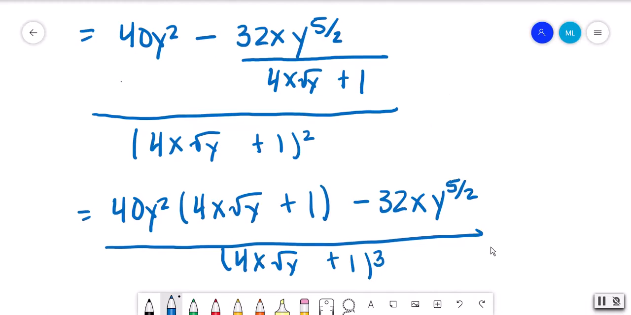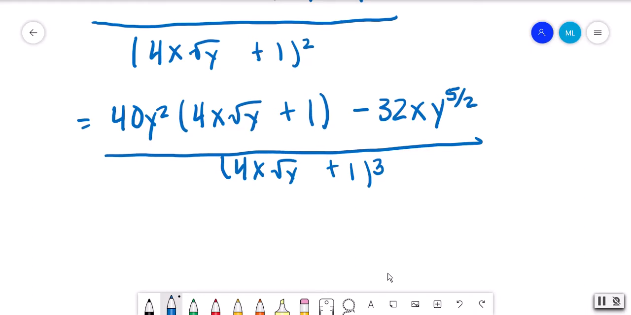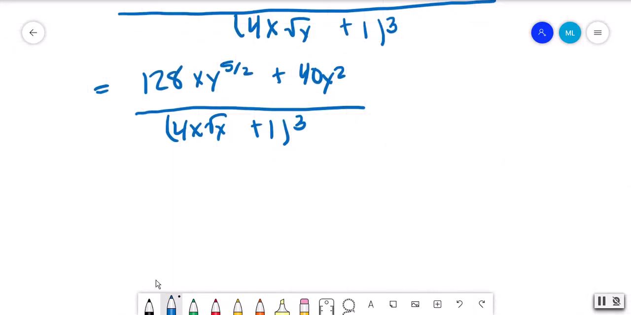Let's just pause. If we simplify this, basically you'll get that this is going to be 5 halves, so that's going to be the same thing right there. So that's going to be like 128x, and then you have y to the 5 halves, and then plus 40y squared, and all of this is divided by 4x square root of y plus 1, and then that's going to be cubed.